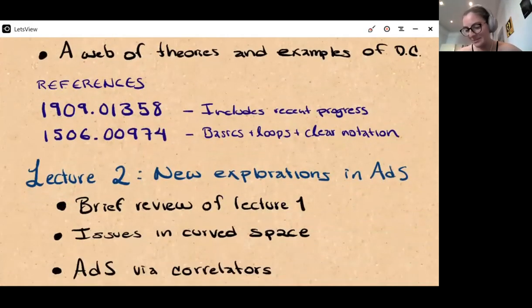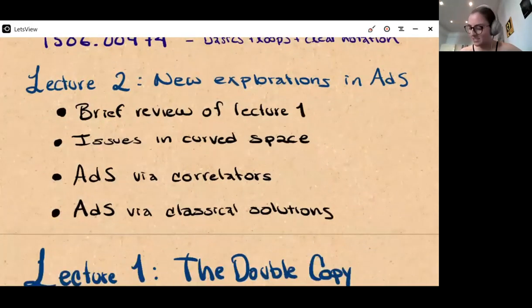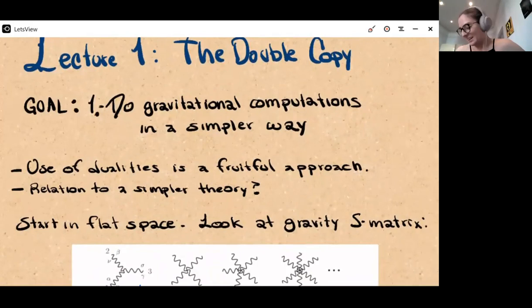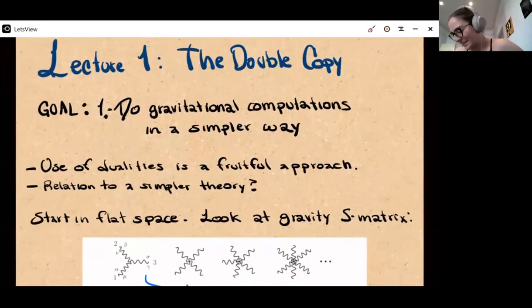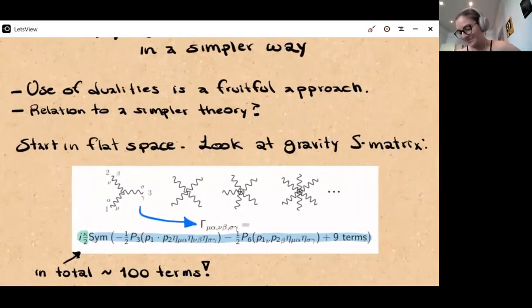So, a recap of what I was saying, since you weren't seeing anything. These were the references for here. This was the idea for what we're going to do maybe for the next lecture. And if you weren't seeing this before, here are the vertices for gravity that you usually use to compute your scattering amplitudes. And now you can actually see the expression for your scattering amplitude here.